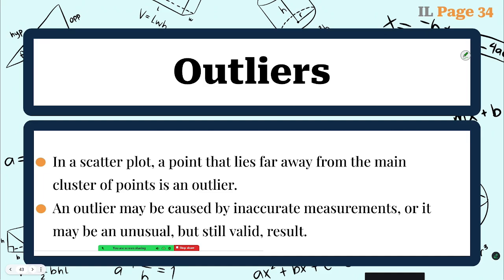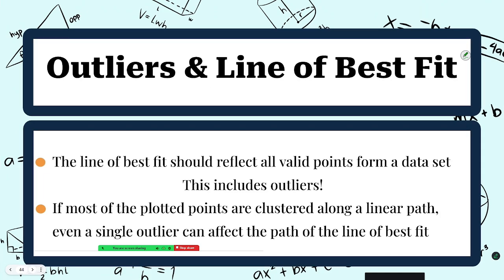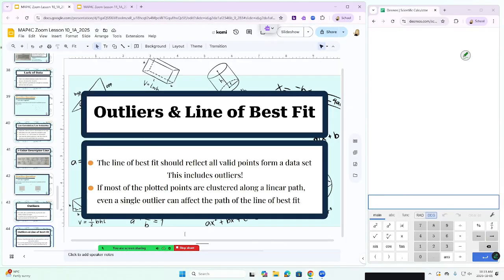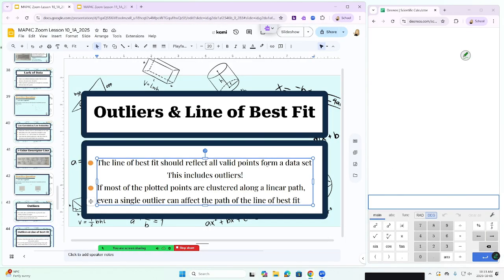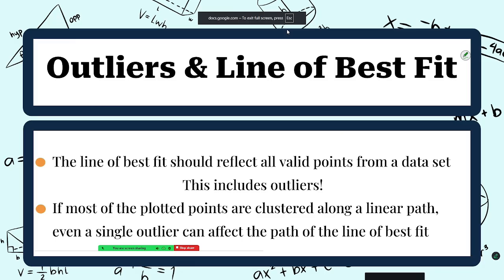But regardless, it's still a valid result and it has to be included. The line of best fit should reflect all valid points from a data set, so this includes the outliers. Just because we don't like it, it skews the strength of our research. We can't ignore it. If most of the plotted points are clustered along a linear path, even a single outlier can affect the path of the line of best fit.